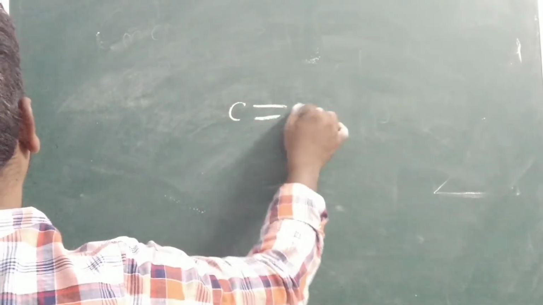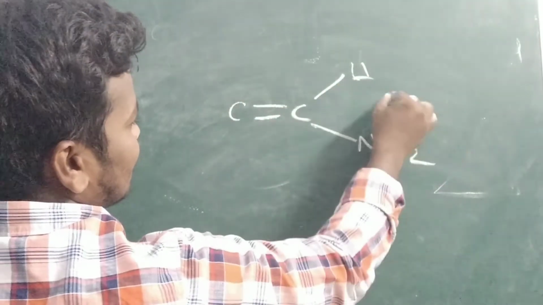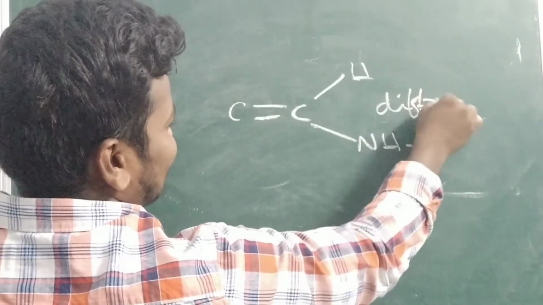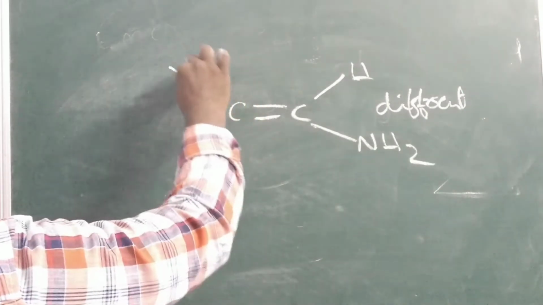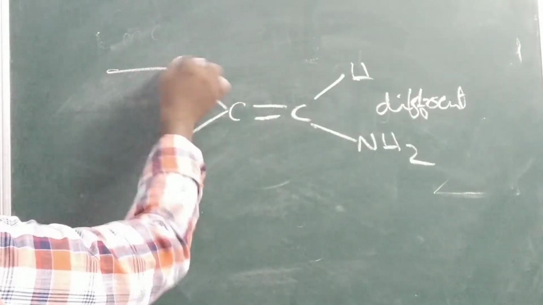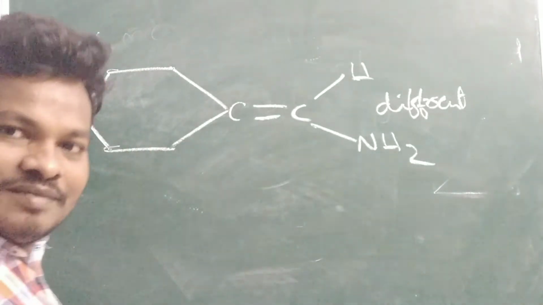Carbon to carbon, hydrogen and H2. What is this? I am taking different groups here. Here also taking different groups. Is it exhibiting or not?